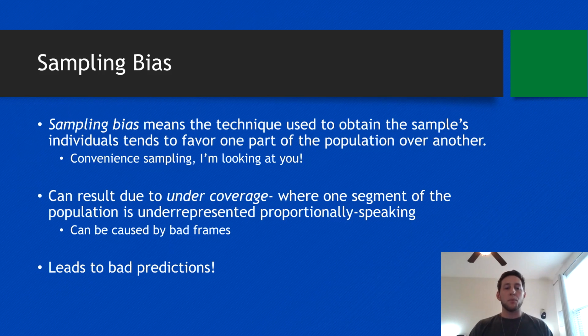Another way that could come up would be bad frames. If I don't have everybody in the population listed, I'm not going to be able to poll everybody. For instance, if I ask Twitter users, what are your ideas and thoughts on Twitter, it's probably going to be a little bit more positive than if I had included those people that don't partake in Twitter. You're getting some bias in that type of setup. Now, why is this bad? It leads to bad predictions. If you don't have all the information, well, you're not going to get most of the answers.